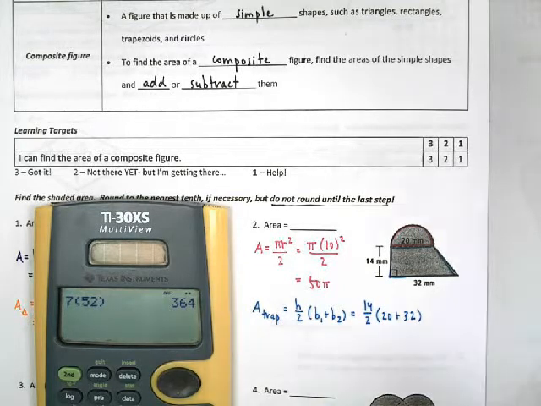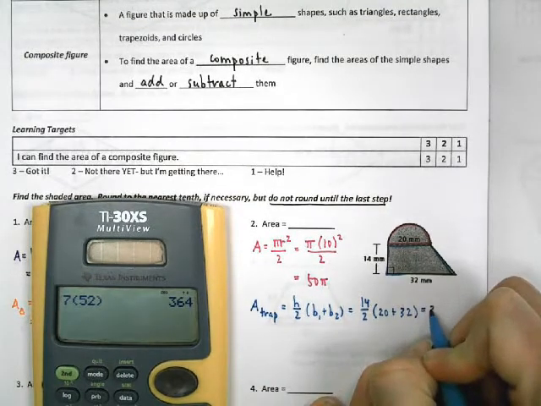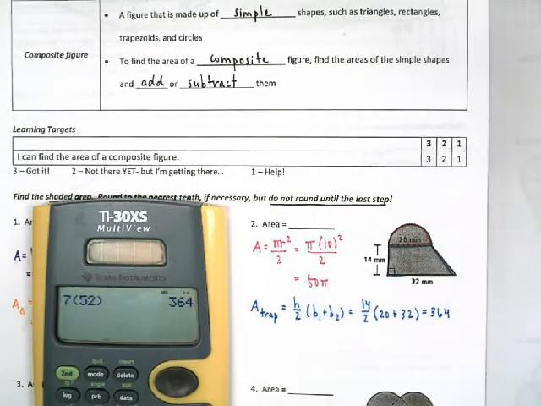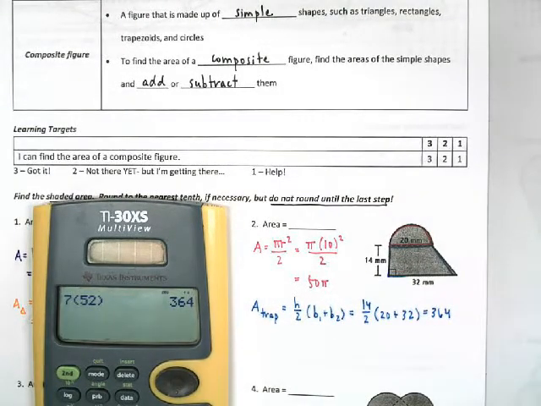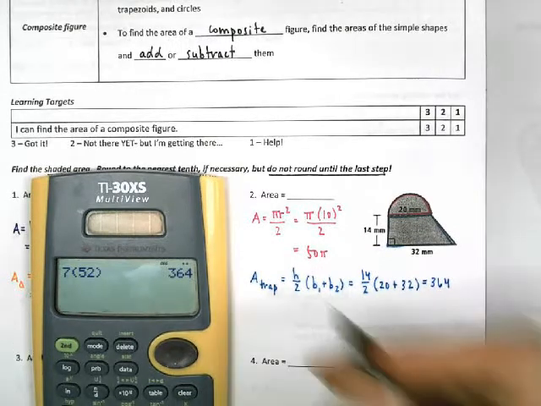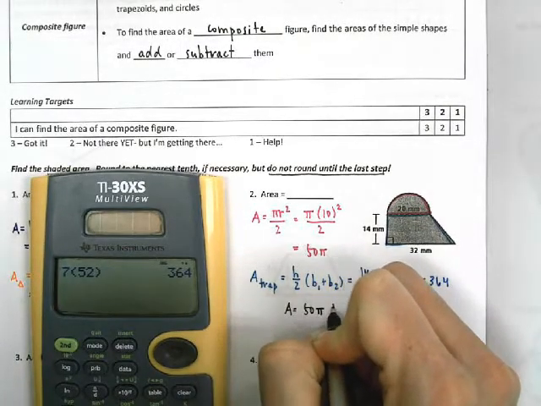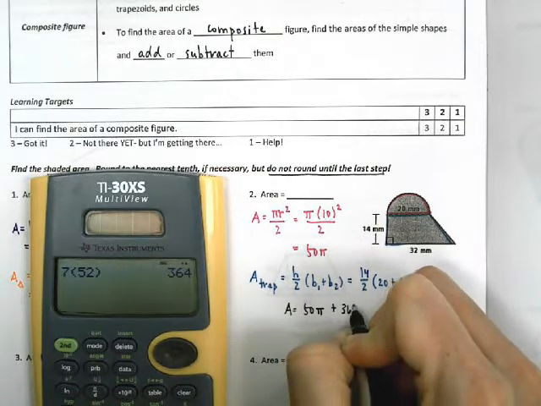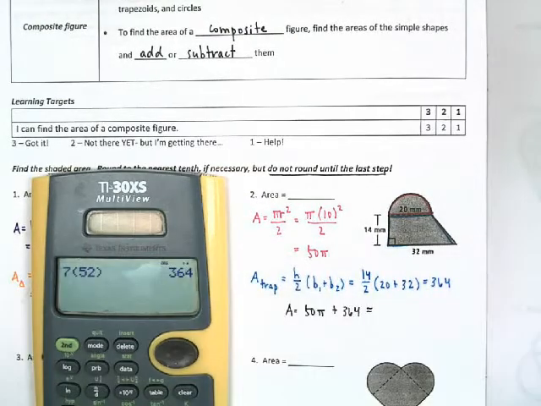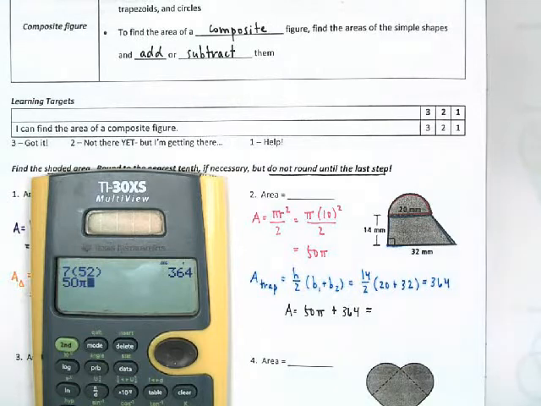So I get an area of 364. Okay, so now I've got the individual areas, and again, we're going to add them together. So my total area is going to be 50 pi plus 364. And now here's where we can put this into the calculator and then round at this step.